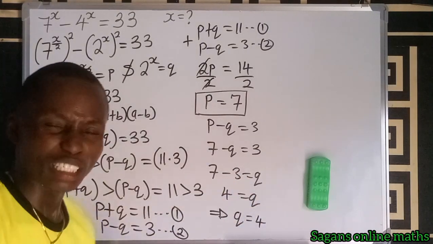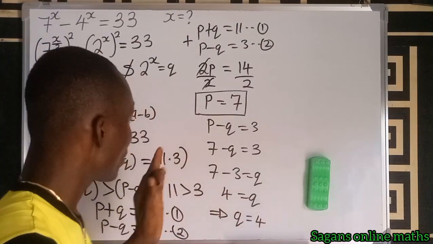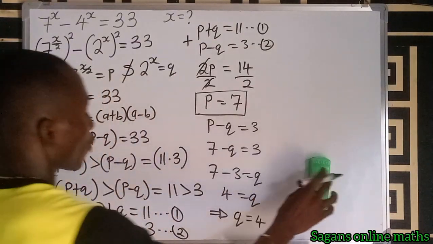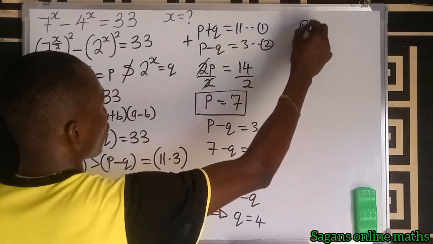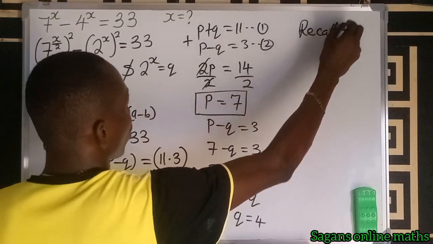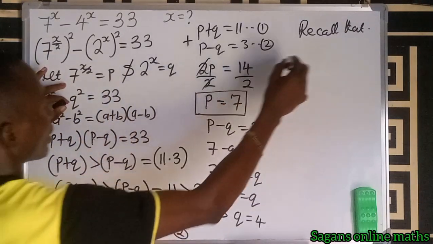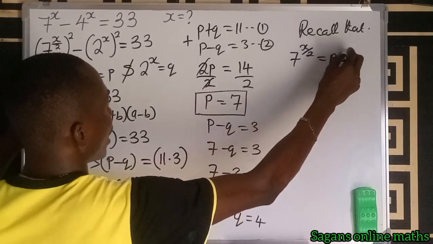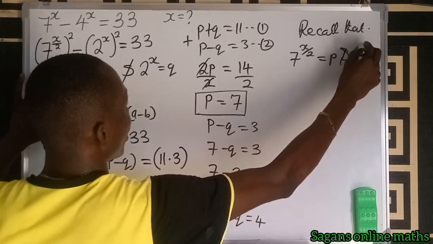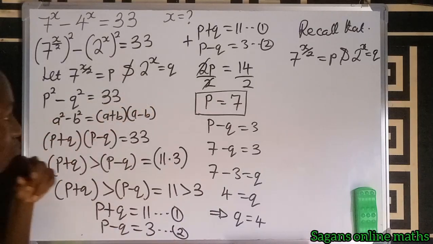Wow, this is amazing. I love this. Now that we have our p and our q, we can comfortably find the value of x. Let's recall something very interesting. Recall that from here, 7 to the power of x divided by 2 is equal to p, and 2 to the power of x is equal to q.